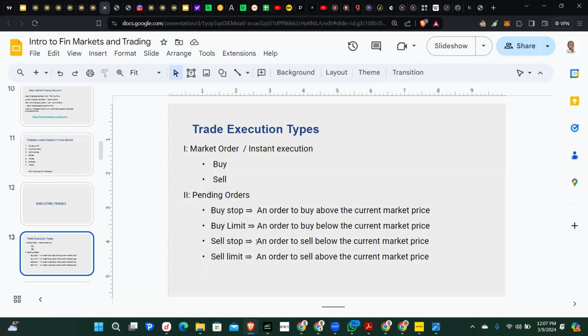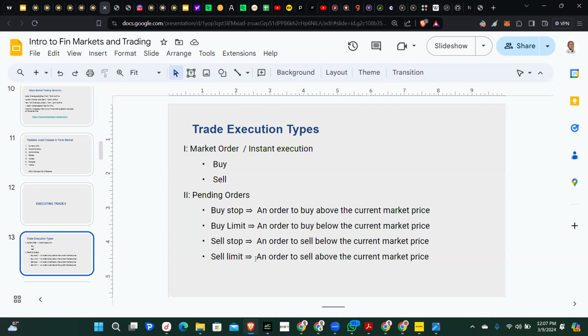So these are just the opposite of the buy stop and buy limit. For sell stop, we are going to use it to sell below the current market price. Then for sell limit, we are going to use it to sell above the current market price.